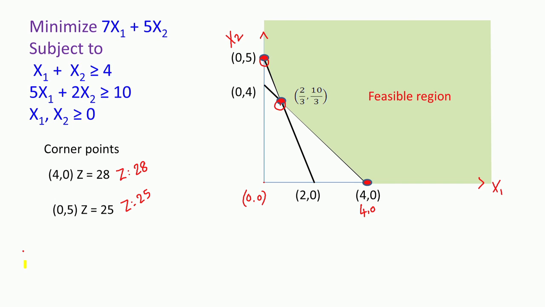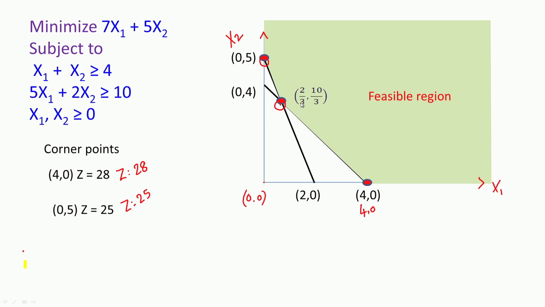We now look at the third corner point, which is 2 by 3, 10 by 3. Now, this 2 by 3, 10 by 3 can be found in the graph. If we draw this graph to scale and we draw the graph correctly as we have attempted to do, you realize that this point has an x coordinate of 2 by 3 and a y coordinate of 10 by 3. So, this point is 2 by 3, 10 by 3.